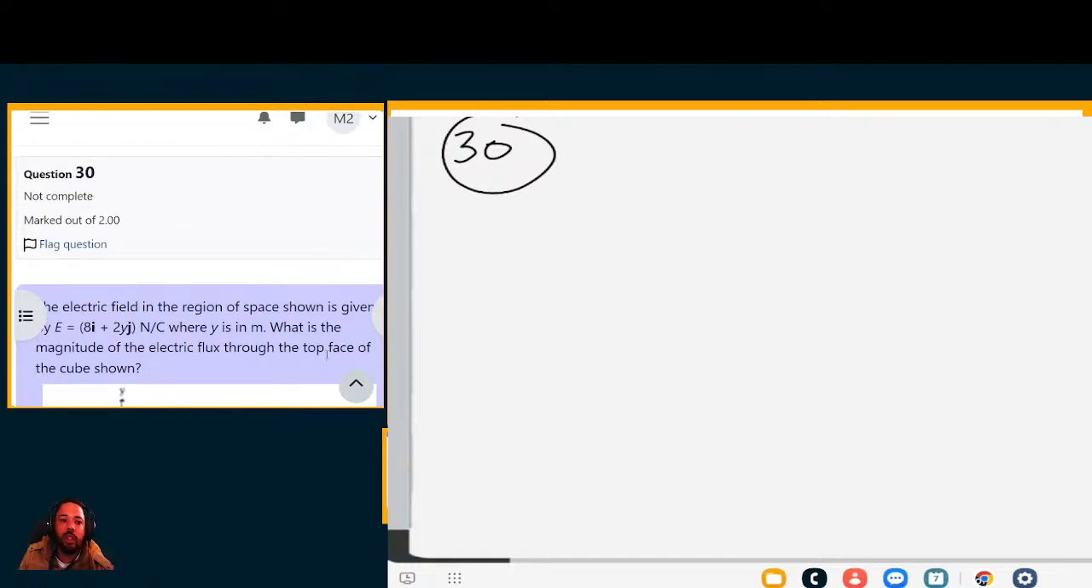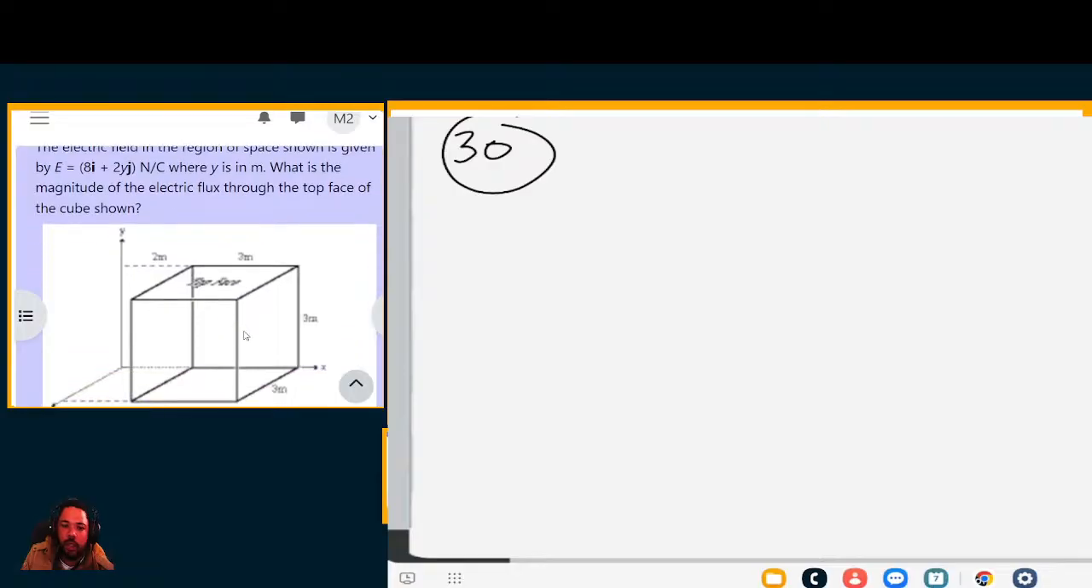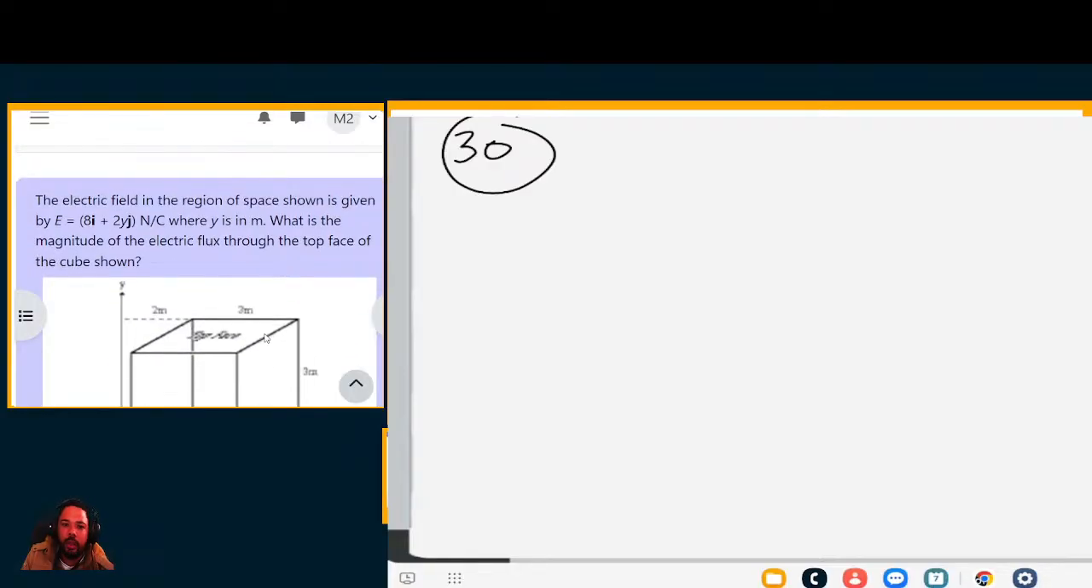This is just question 30. You guys don't need to worry about the question numbers, okay? You need to worry about the actual question. This question says the electric field in the region of space shown. So we have this region of space here, this cube, and this electric field is given by this.